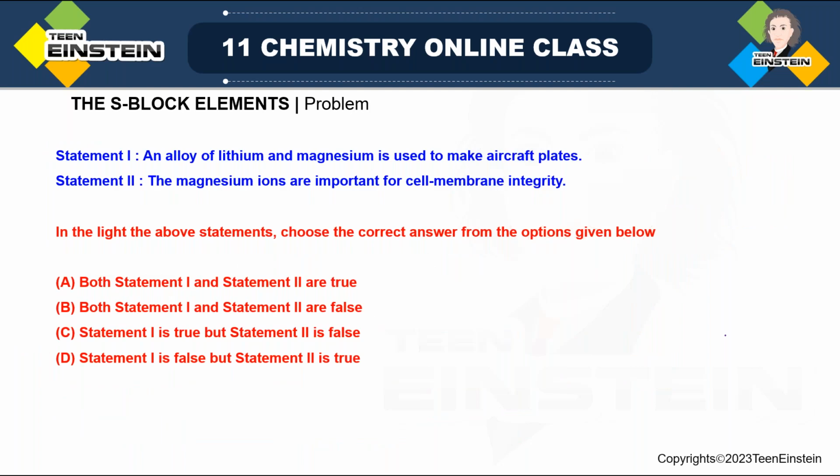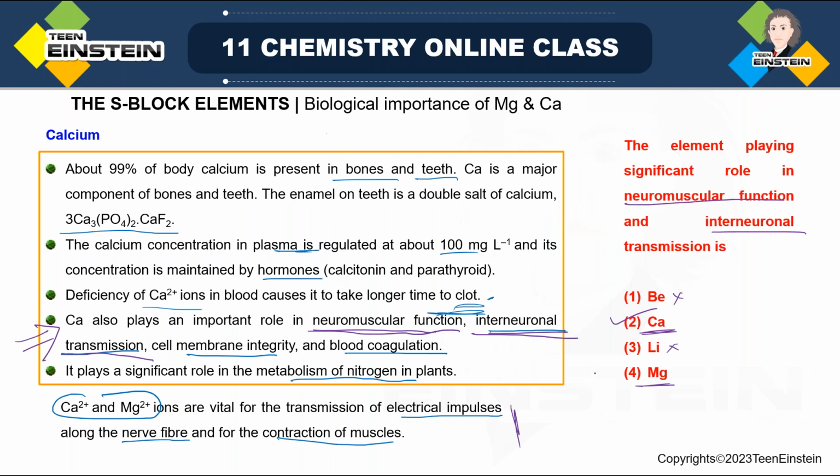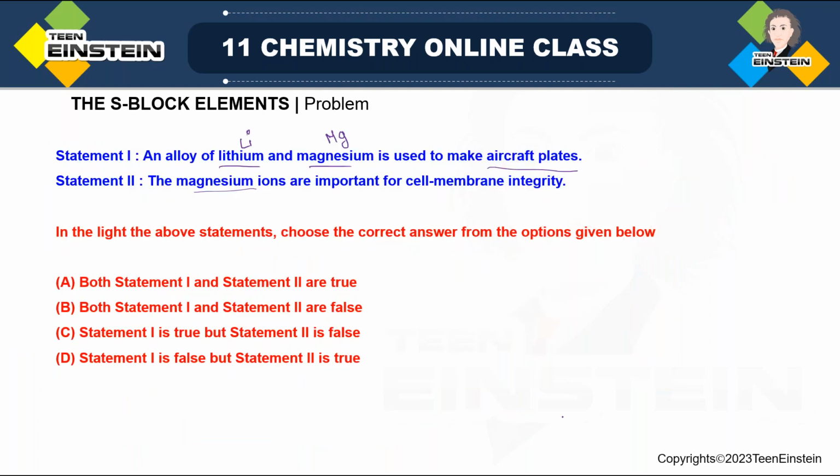Two statements we have. The first statement is saying that an alloy of lithium and magnesium, you know, in an alloy one component must be metal, another component may be metal, or it may be non-metal. Alloy of lithium and magnesium is used to make aircraft plates. The second statement is saying magnesium ions are important for cell membrane integrity. Now have a look at the previous slide. Here you can see cell membrane integrity is for calcium, it is not for magnesium. So the second statement is false.